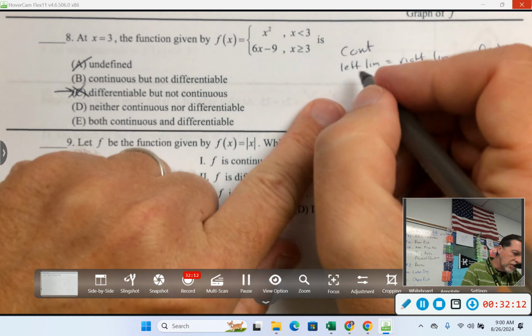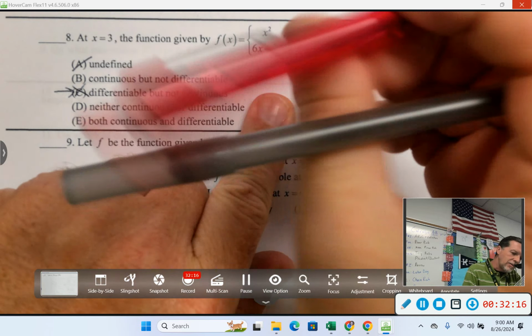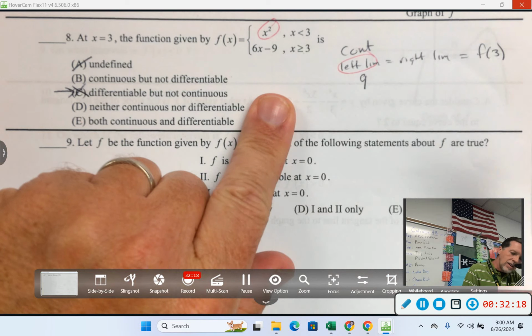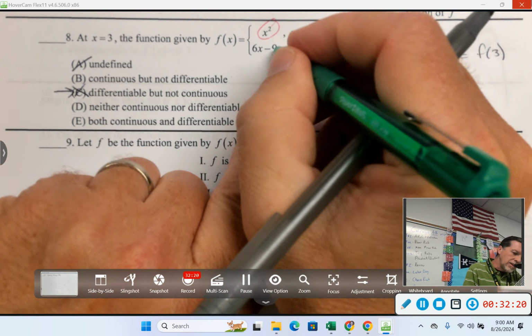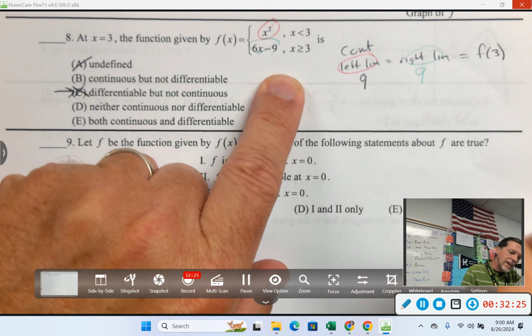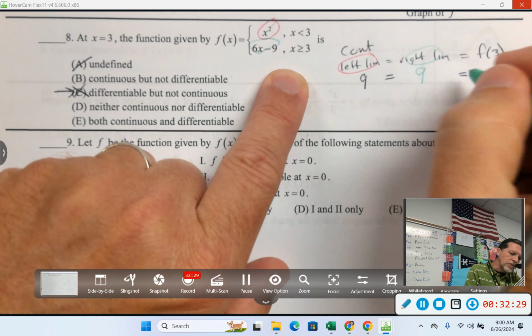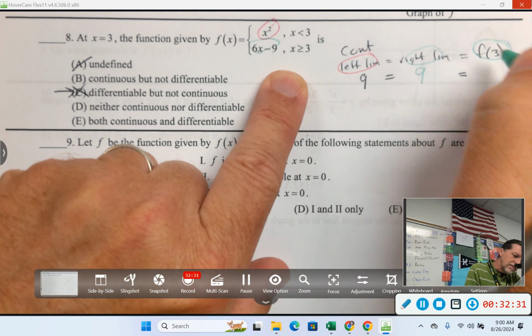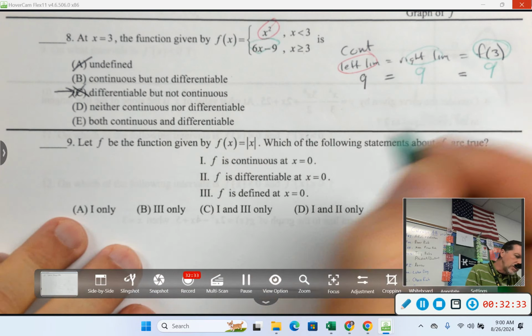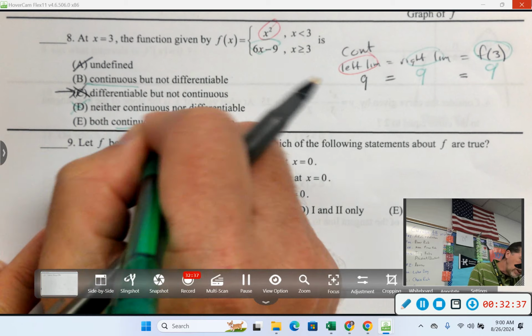So we plug in 3 to the left, we get 9. That would be this one, the left limit. For the right limit, we're a little more than 3. 18 minus 9 is 9, so we're good there. And for the function value, we're also at 6x minus 9. So we are continuous. So yes to continuous.